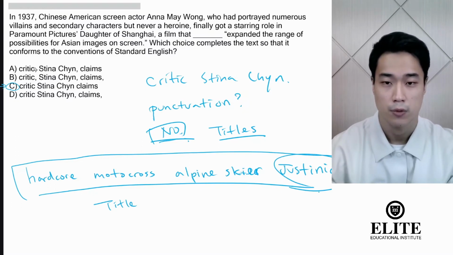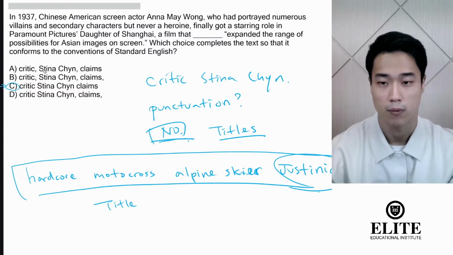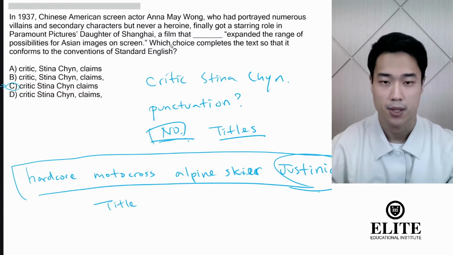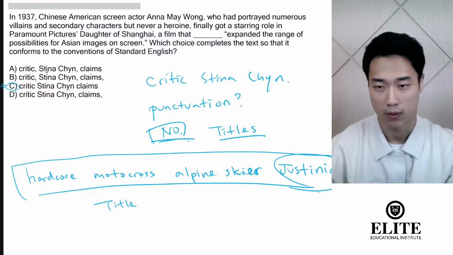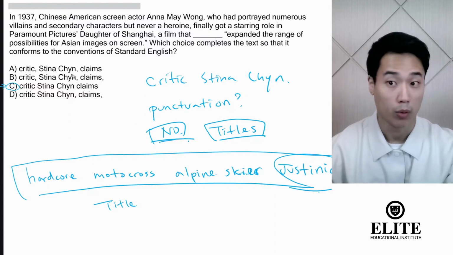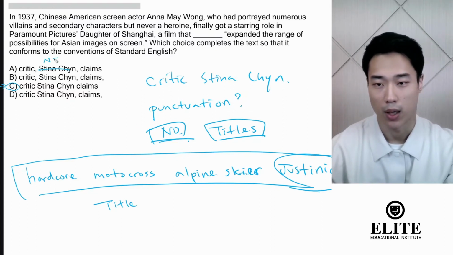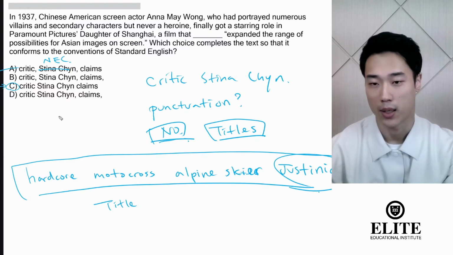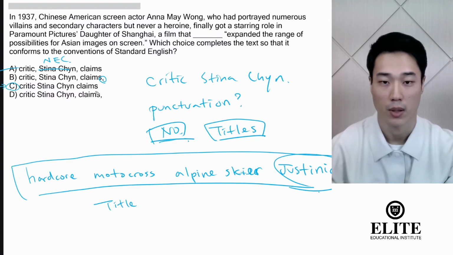If we have critic, comma, Stina Chin, it's not inherently, let's say, grammatically incorrect. We would just be ignoring the fact that we'd be reducing Stina Chin to a non-essential clause, right? Which we technically don't want to do here. So A's out. B has another comma after claims, right?